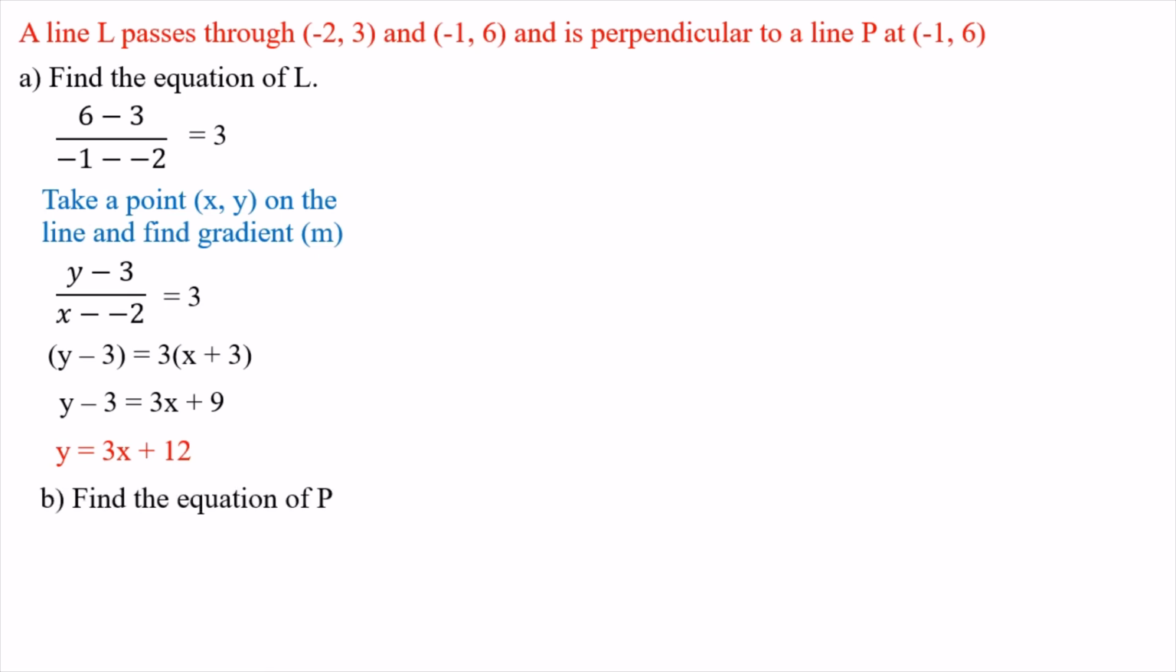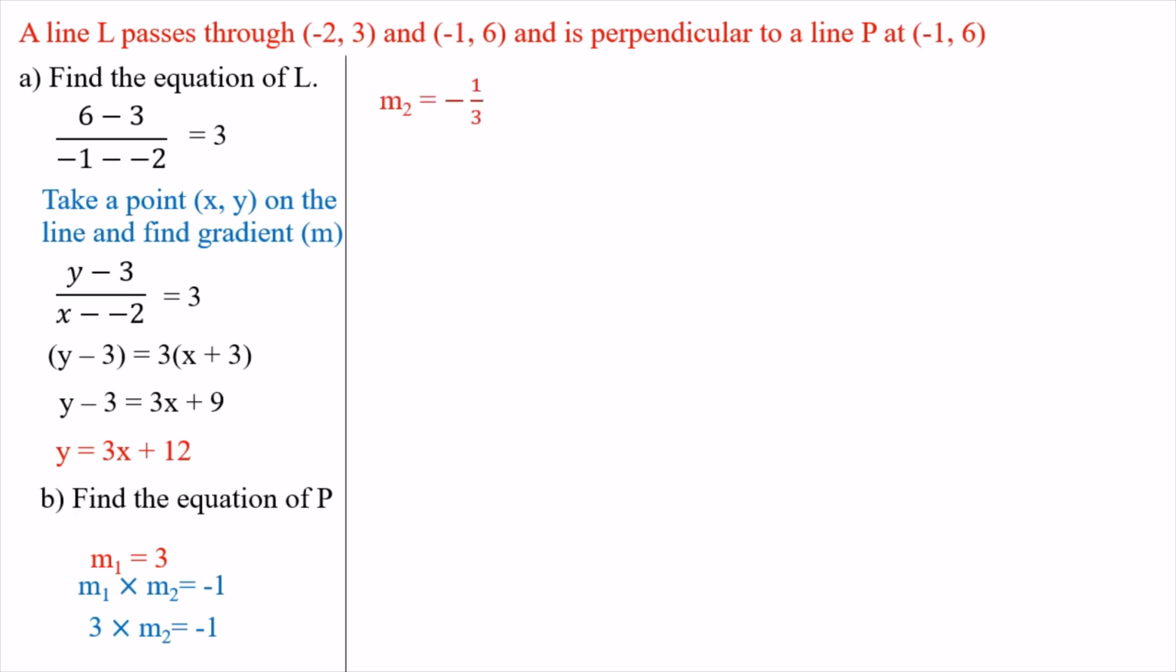Now, part B of the question, find the equation of P. How do you find the equation of P? From the question, they say that P is perpendicular to line L. So, since P is perpendicular to line L, we have already established that the first gradient, M1, is 3. So, since M1 is 3 and these two lines are perpendicular, it means that if we take M1 multiplied by M2, you'll get negative 1. So M1 is 3 multiplied by M2 equals negative 1. So divide 3 both sides and find that M2 equals negative a third. So it means that the gradient of the second line is negative a third.